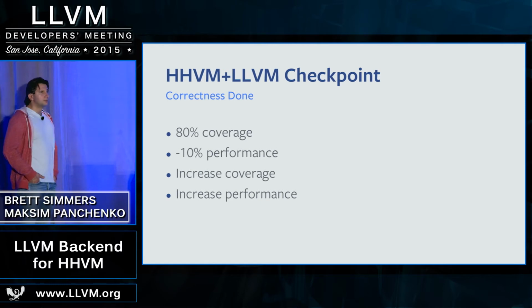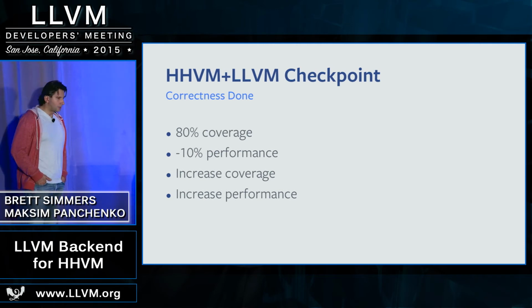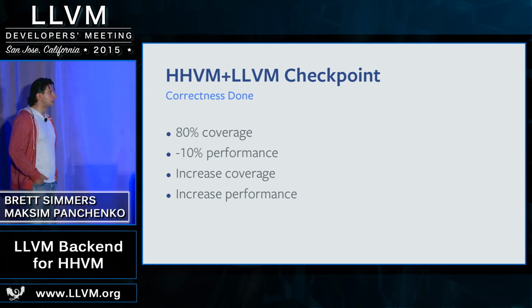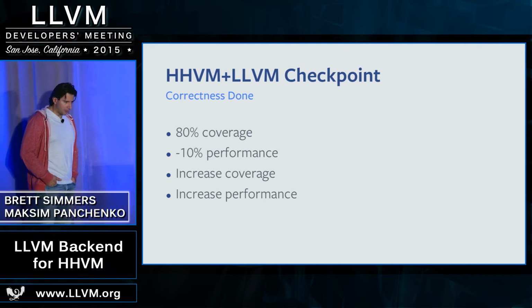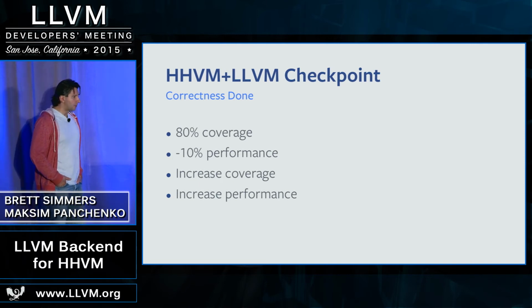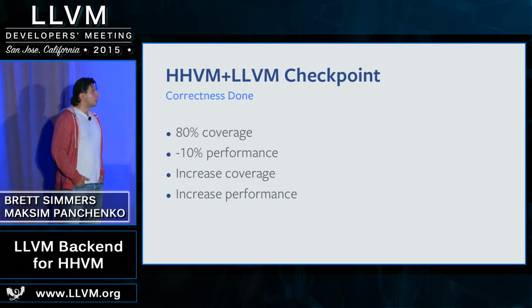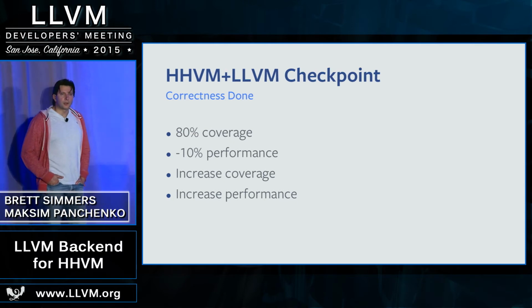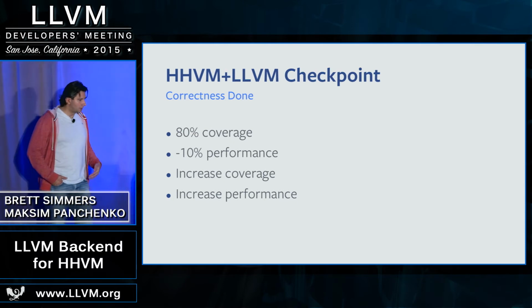Took us about 6 months since to modify both HHVM and LLVM. We had 80% of our code generated with LLVM backend. We were lagging behind in performance, about 10% at the time, which we sort of expected because we didn't do any tuning at all at the time. So our plan for the future was to increase coverage and try to improve performance.